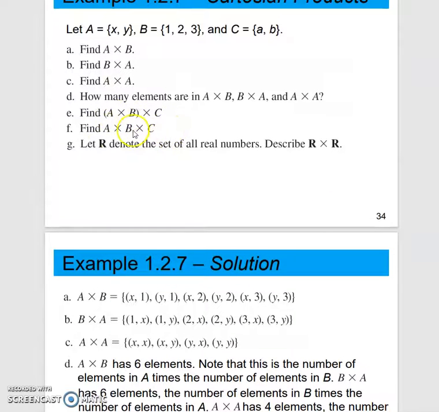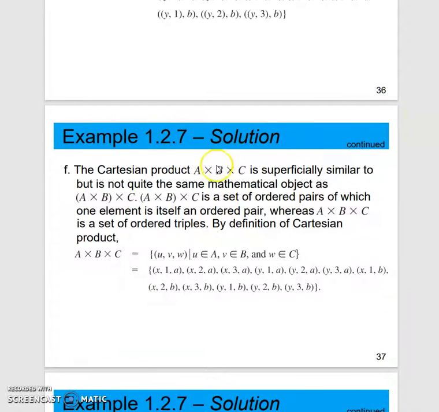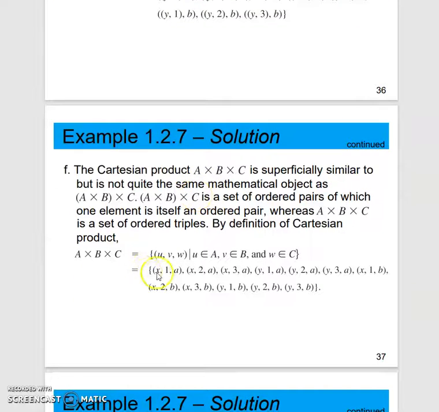Now let's do A cross B cross C, where you'll notice there are no parentheses. We've just got those 3 things with the cross. It's pretty similar to what we just had, but you'll notice we don't have parentheses inside parentheses, as we did for this one. So I still have (x, 1, a), (x, 2, a), (x, 3, a), but again, I don't have those parentheses within parentheses. And that's the big difference we want to notice there.